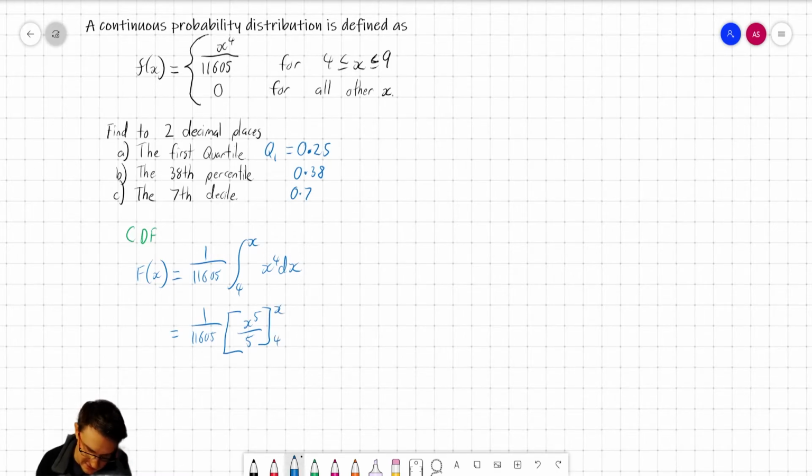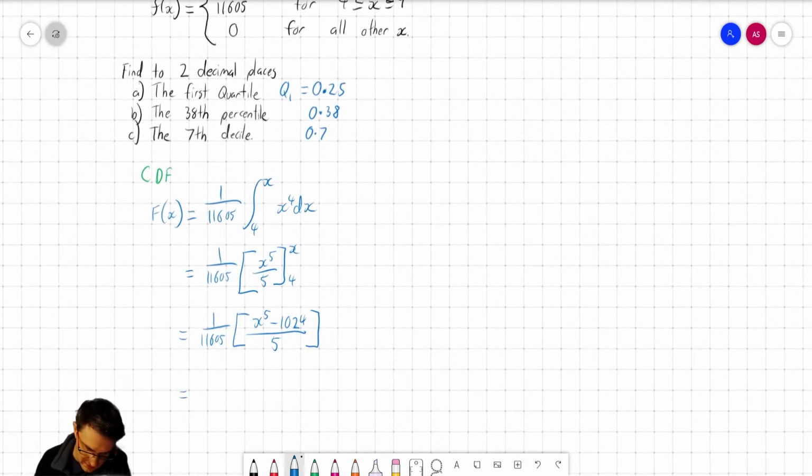So now as I start to substitute everything in here, I'm going to have, again, 1 over 11605. I'll deal with that in a sec when I expand these brackets. 1024 over 5. Okay, and expanding these brackets here, a bit more room, I'm going to have F of x is equal to x to the power of 5 minus 1024, and that's going to be all over 58025. So what we've got here is our CDF, which we're seeking to use here.